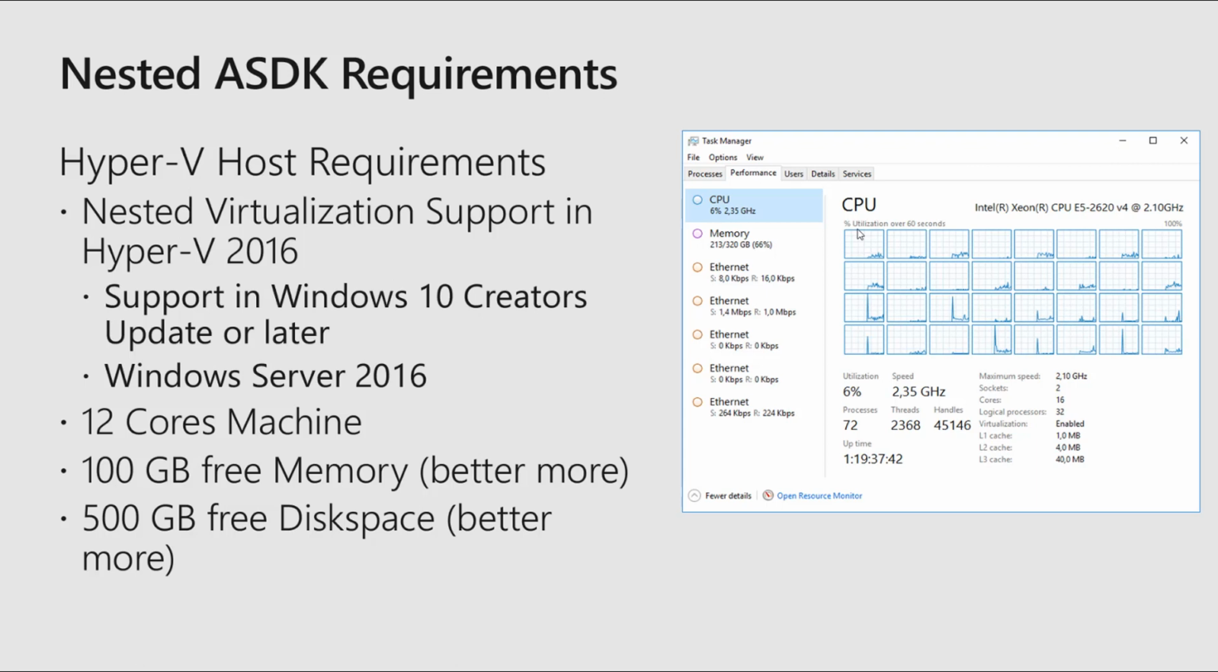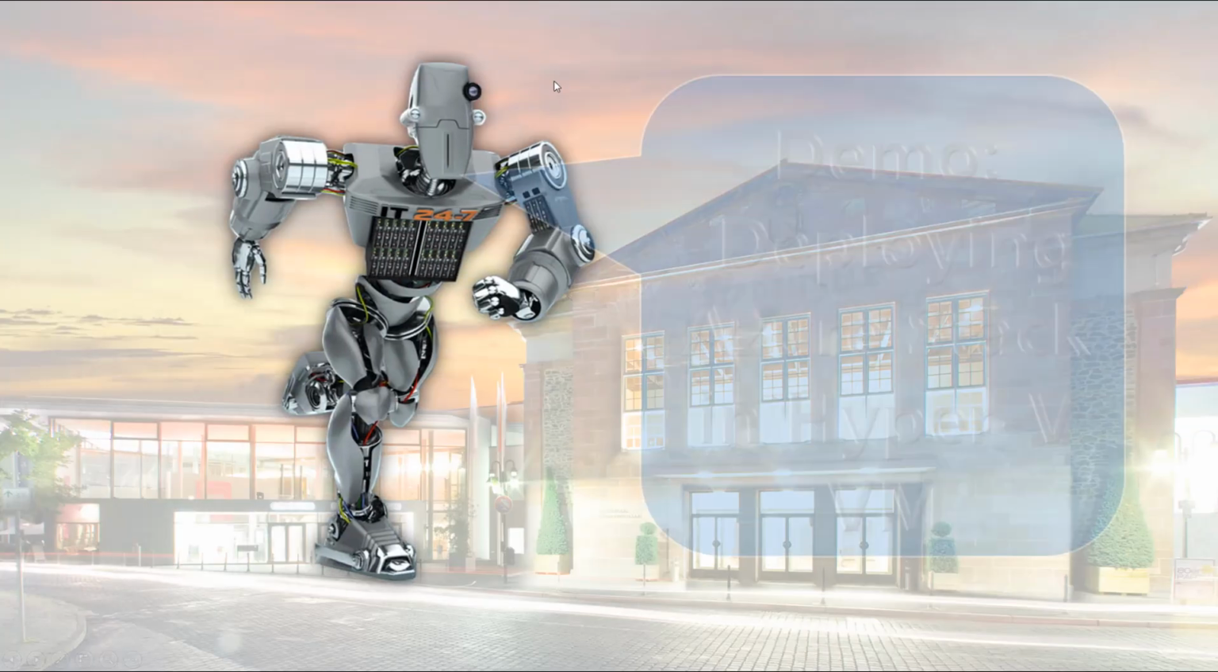If you have only a 6-core host with hyperthreading, you can enable hyperthreading and you have 12 cores. And we have to have nested Hyper-V support in the system. So our host has to be a Windows 10 machine. You can enable Hyper-V there. I'm working on a Windows 10 machine and I have Azure Stack Development Kit deployed there, or a Windows Server 2016. So let's go to our first demo.